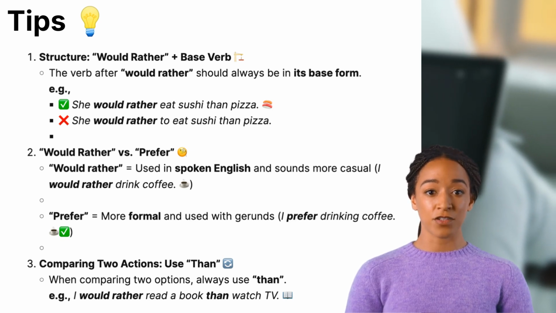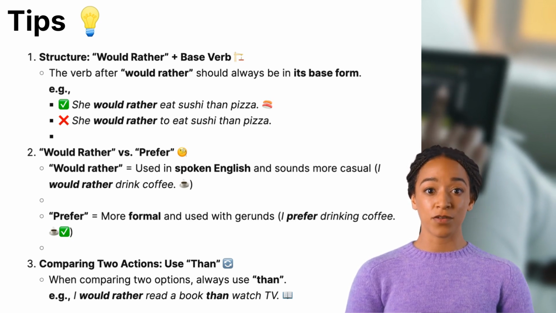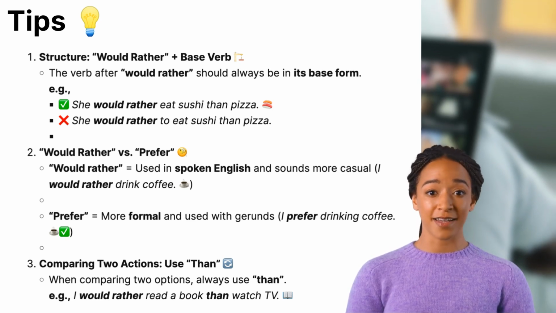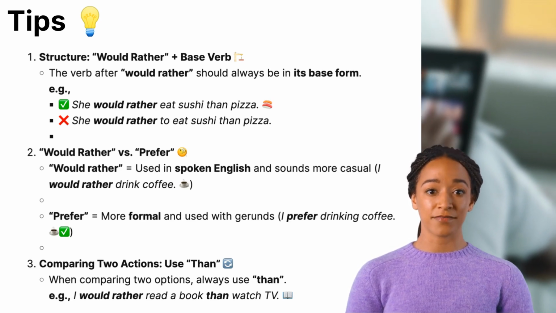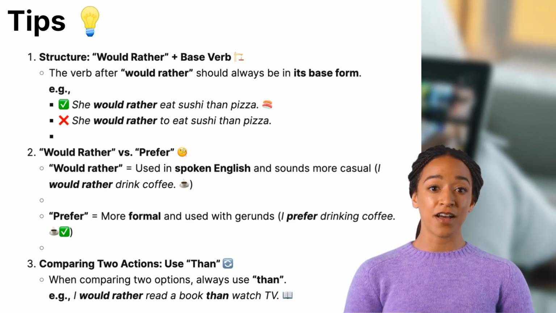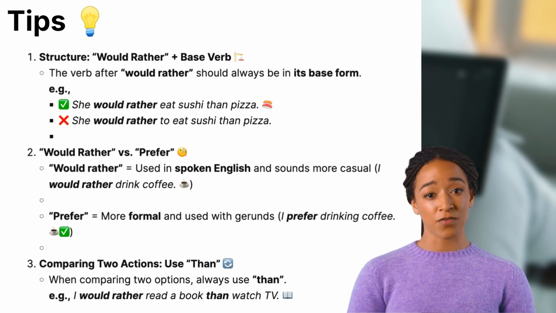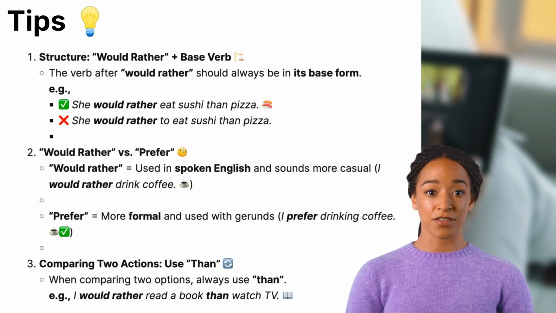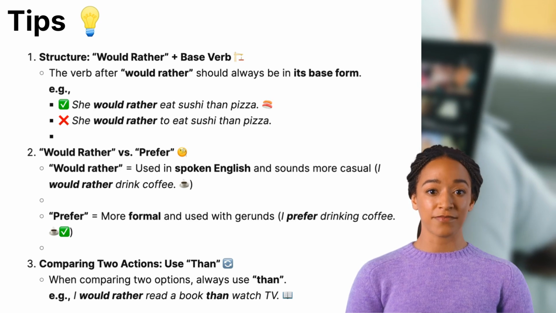1. Structure would rather plus base verb. The verb after would rather should always be in its base form without to or ing. Correct. She would rather eat sushi than pizza. Incorrect. She would rather to eat sushi than pizza. More examples. I would rather walk than take the bus. They would rather wait than rush the decision. Always remember to use the base verb after would rather.